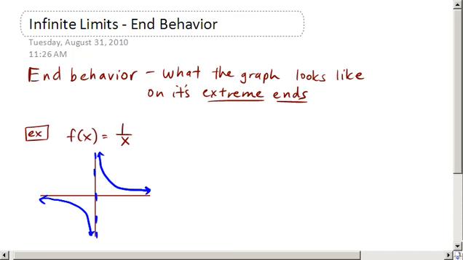Here's a basic example, f of x equals 1 over x, whose graph is shown below. As x goes to infinity, f of x tends to 0. Similarly, looking at the other side, as x tends to negative infinity, f of x goes to 0. So what that means then is, as x gets very large or very small, the function approaches the line y equals 0.